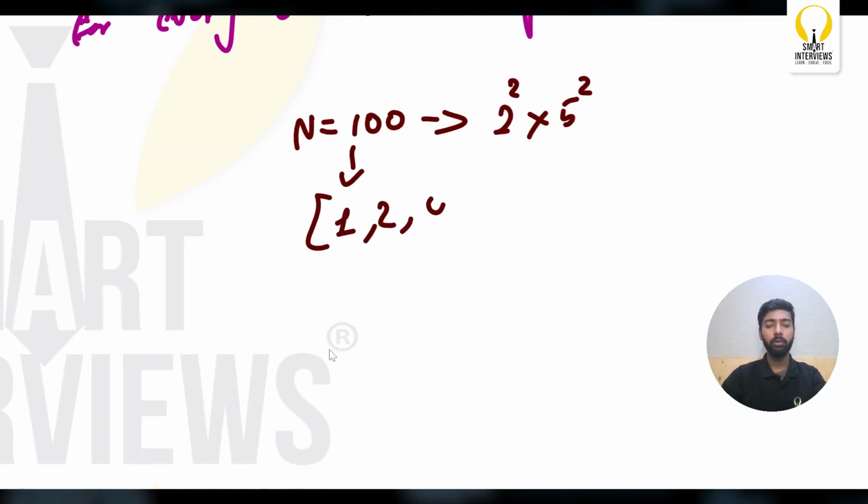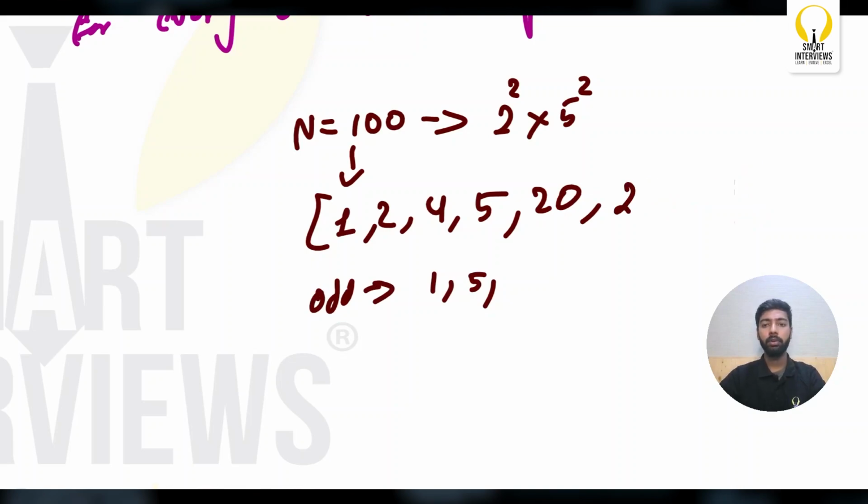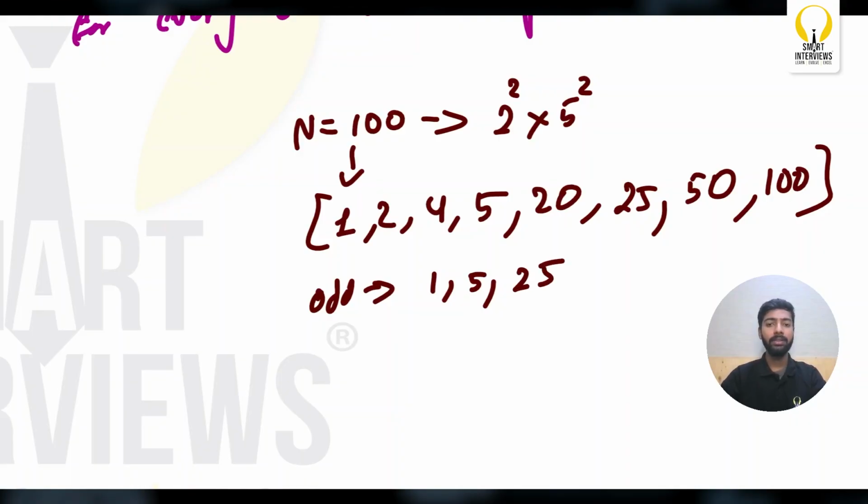So 1, 2, 4, then 5, then 20, then 40, then 100. I hope I did not miss any divisors. So let's segregate them. Odd will be 1, 5. Okay, we did miss 25 as well. So 25, then 50, then 100. So odd divisors are 1, 5 and 25. Even are 2, 4, 20, 50 and 100.